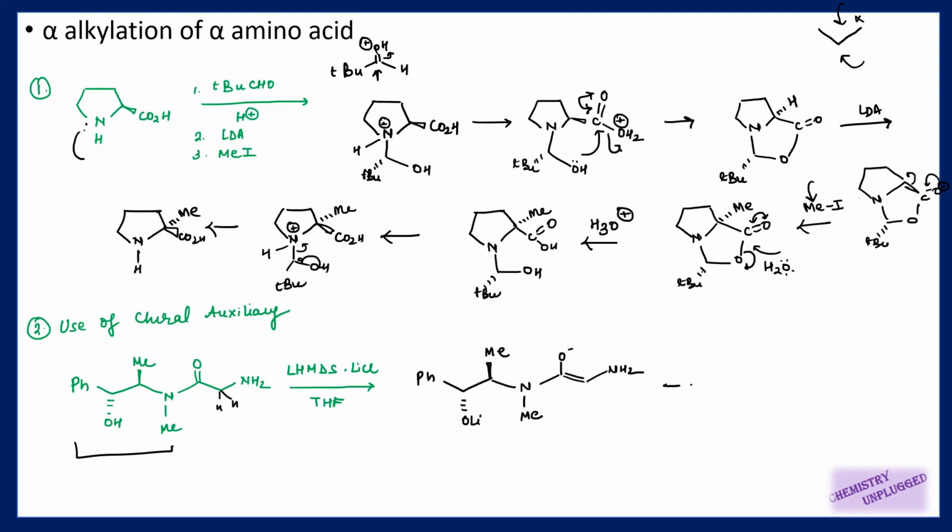Then if I am using methyl iodide, suppose, then this methyl group will attach from the side above the plane, the side opposite of this OLi. This chiral auxiliary decides the attachment side of the incoming methyl group, and in this reaction we are preferentially getting this cis, so we can remove this chiral auxiliary and we will get this alpha amino acid, right? So this way is much simpler than this one, but you should know the mechanism of both of them, right?